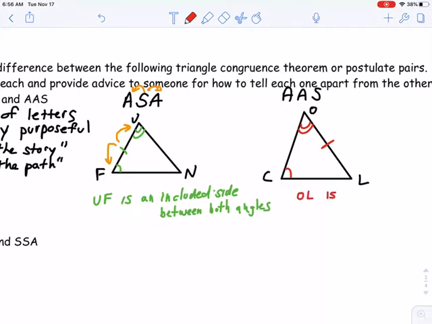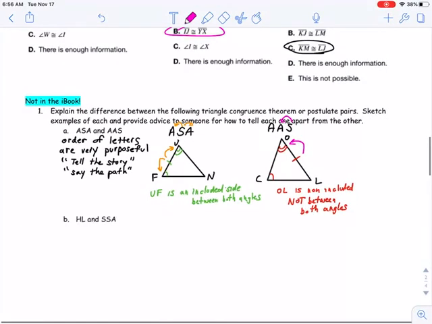OL is non-included. It's not between both angles. All right. So that's compare and contrast. All right. And just how this side only touches one of the congruent angles, this S only touches one of the A's. So just how it spatially is, it's how it is written with the letters as well. All right. Now let's talk about HL and side angle.